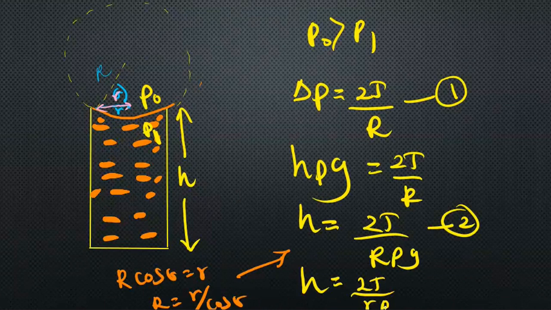Right. So you can remember this equation by two methods. Say now h rho g equals 2T over R, or then again h rho g equals 2T over simple R.